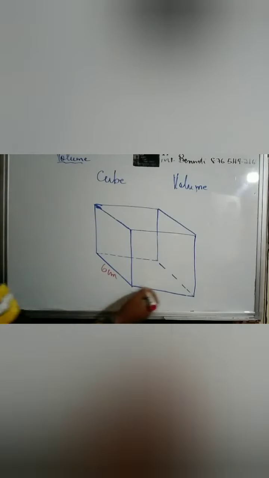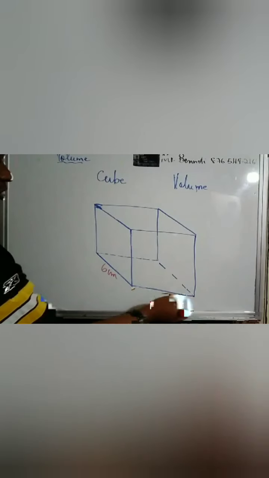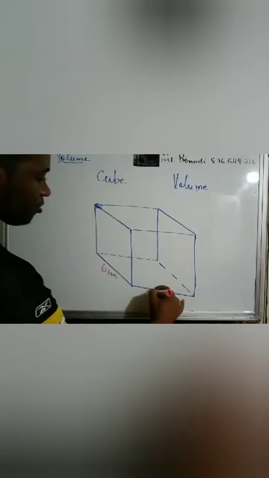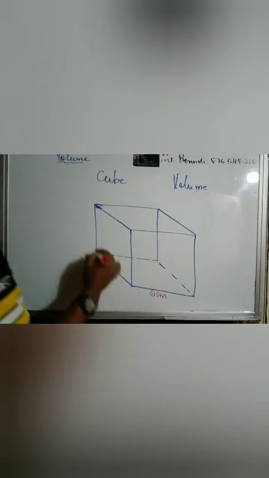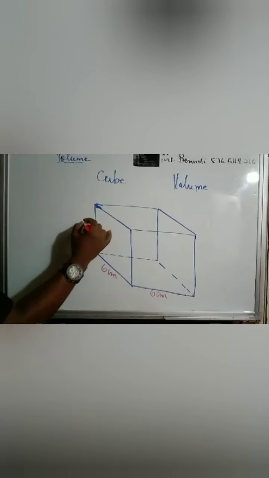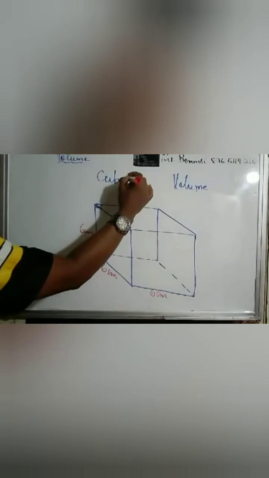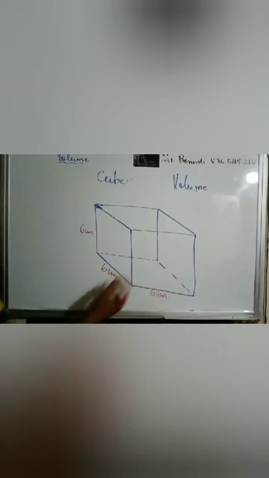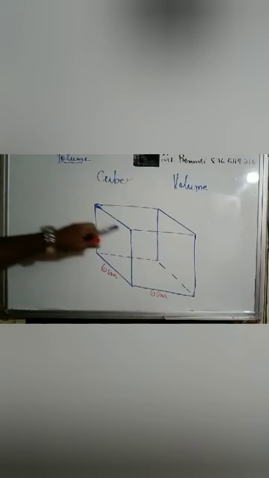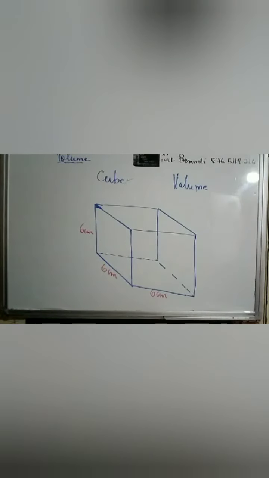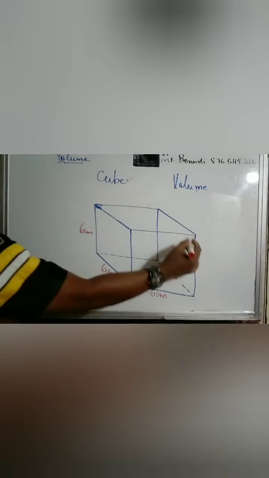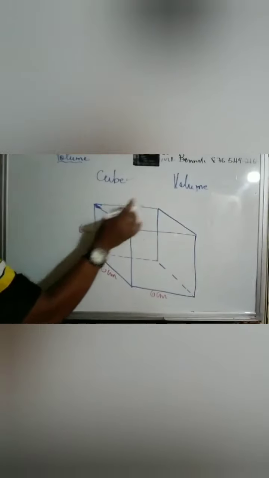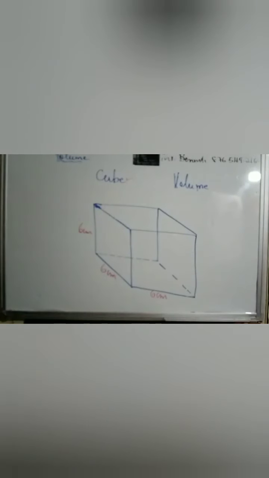What will be the length of this right here? 6. Thank you, Michaela. What will be the length of the height? 6. Because with a cube, all sides are equal. So all of the sides will be equal to 6. And we know that it has 6 faces, right? And all 6 faces are also equal. The area of each is also equal.